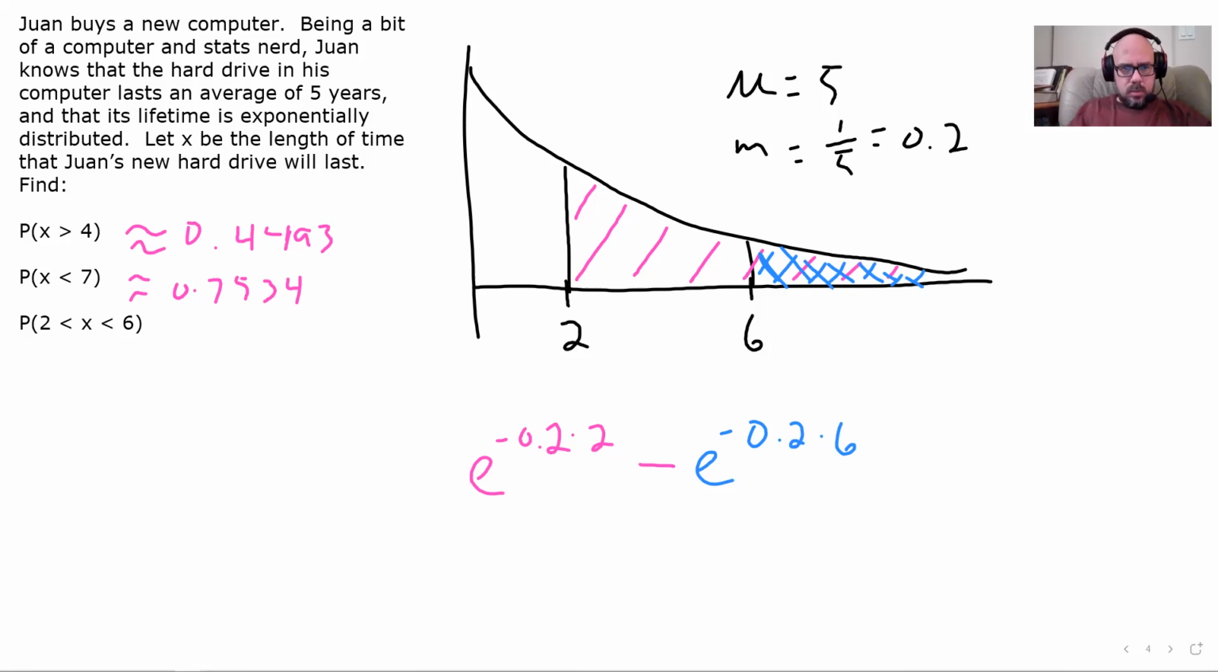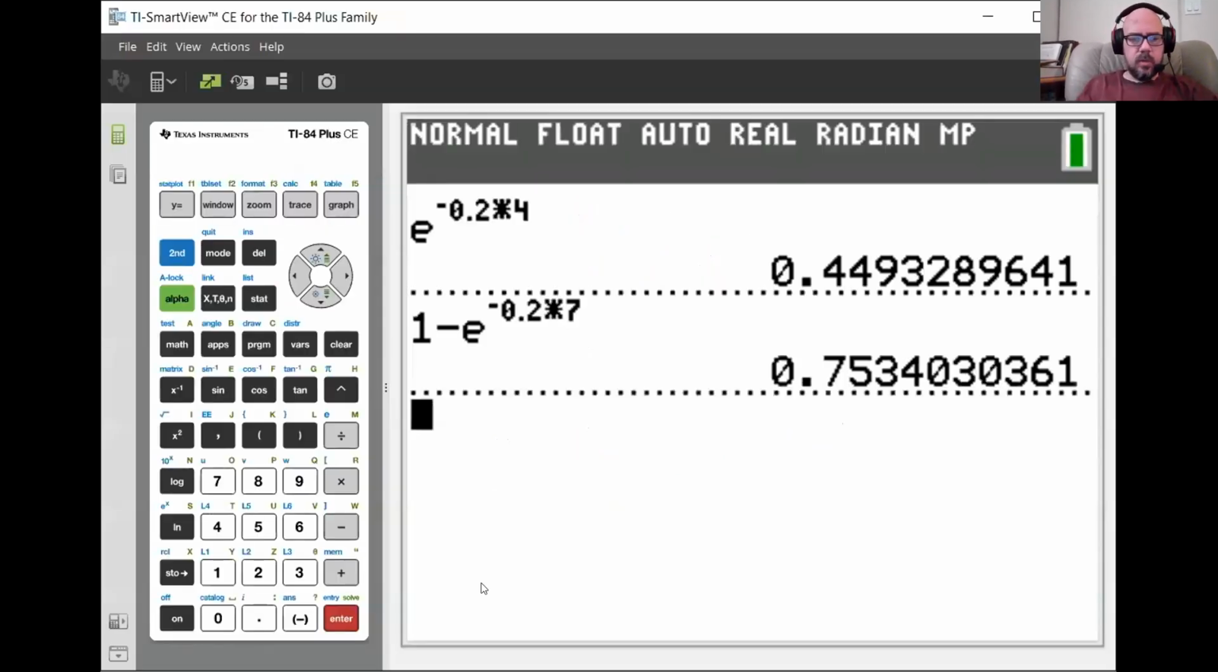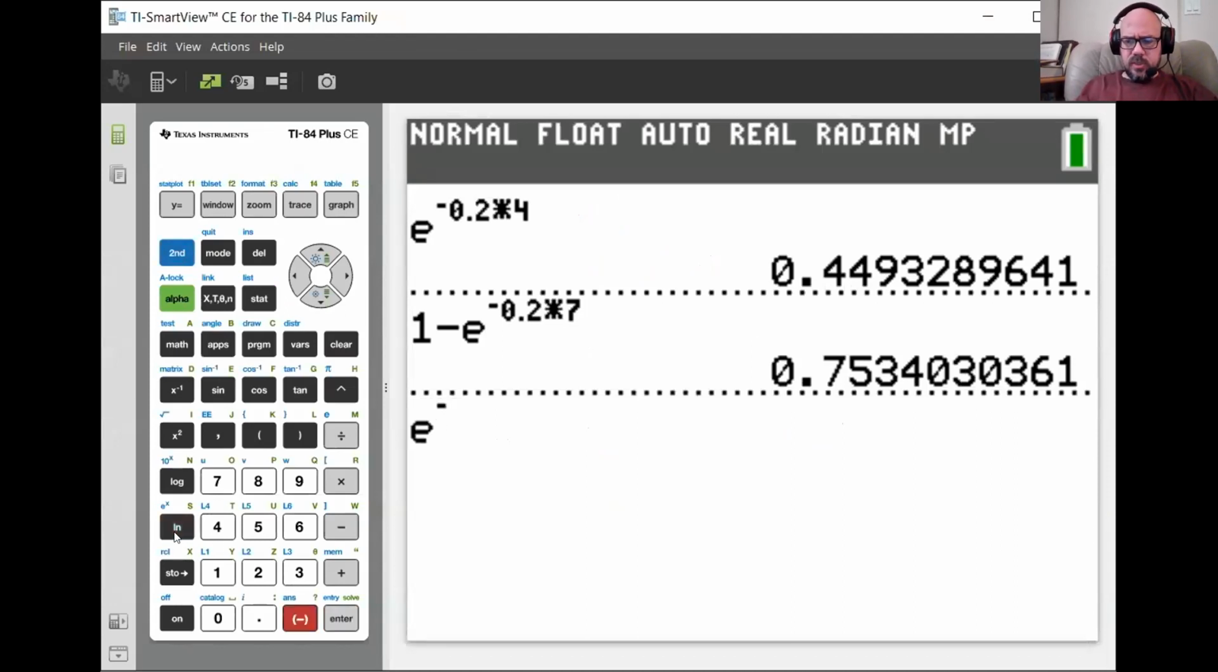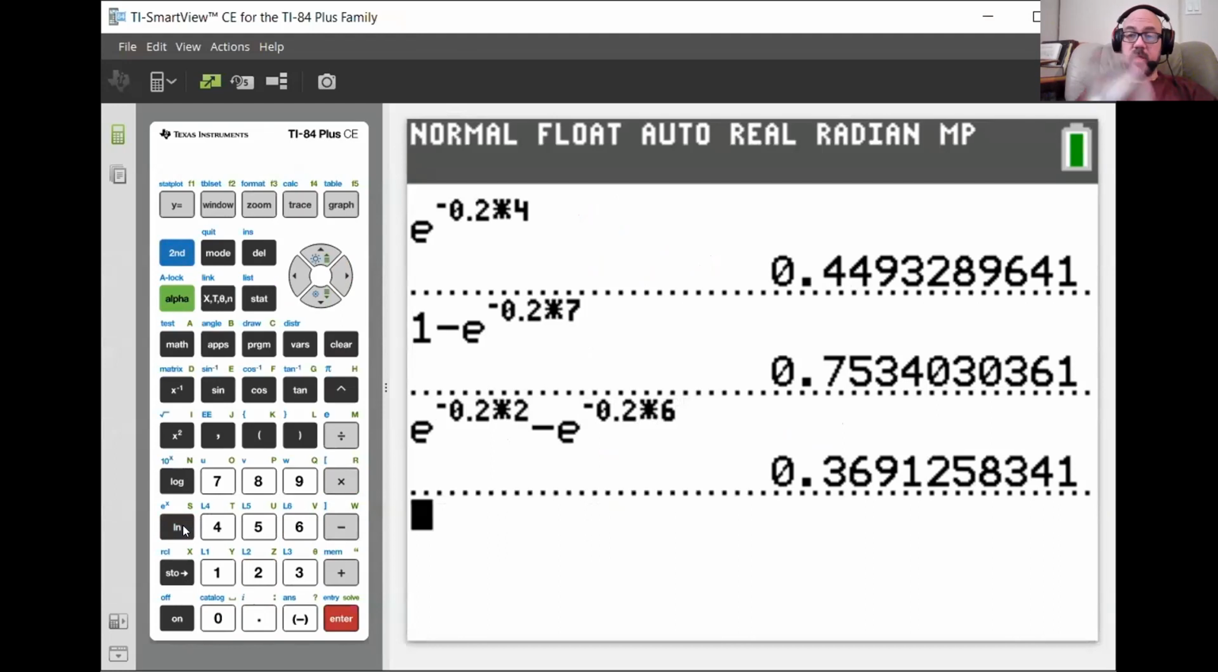So calculator. We're going to have e to the minus 0.2 times 2, minus e to the power of negative 0.2 times 6. And of course, you could write this as e to the minus 0.4 minus e to the minus 1.2, right? That's totally fine. I'm just putting it all out there so you can see the formula. And also, you're welcome to just type it in like this. So we got about 37%, which seems plausible given our other answers. So 36.91%.